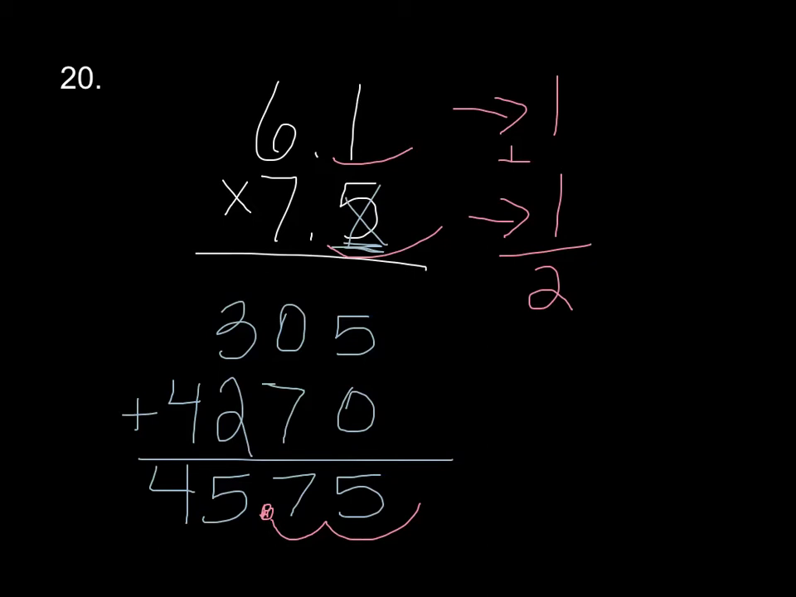Again, I can check my thinking on this by rounding and estimating. 6 1/10 would round to 6. 7 5/10 is going to round to 8. 6 times 8 is 48. And 48 is pretty close to 45 75 hundredths. It definitely seems that our product is reasonable.